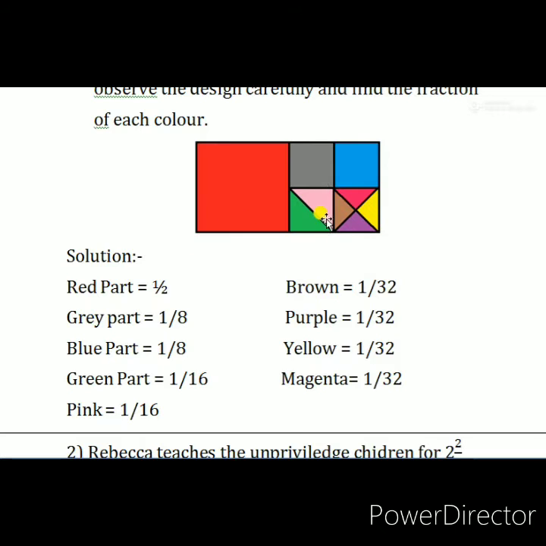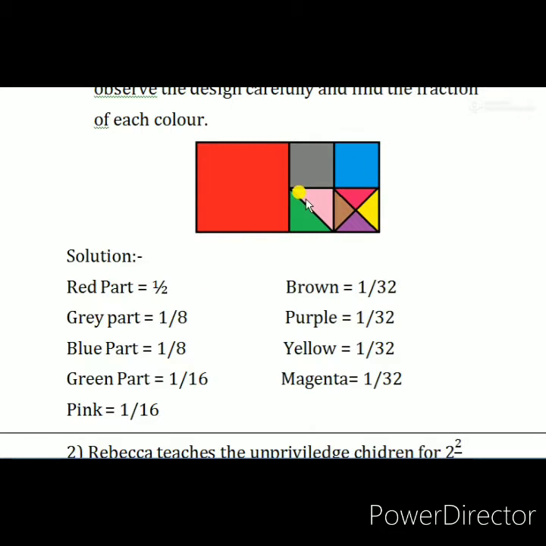Next one is gray color. The rectangle has been divided into 4 plus 4, 8 parts. If you divide this red color also into 4 parts, how many parts are there in total? Left side 4 parts, right side 4 parts, total 8 parts. Out of that, one part is colored gray. So we can write 1 upon 8 is the gray color.